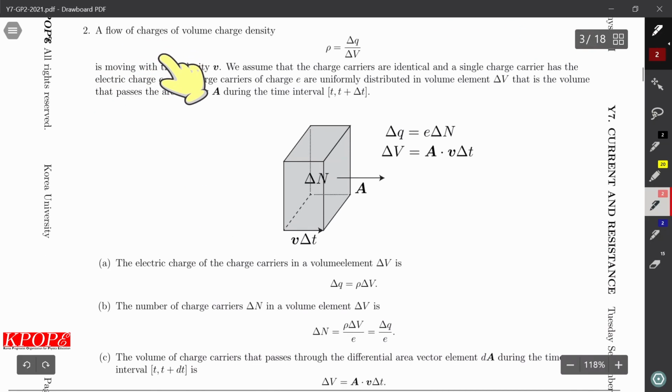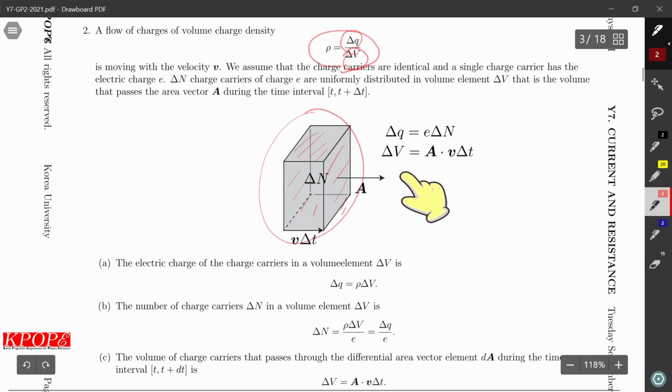Consider a flow of charges with a volume charge density. Volume charge density means charge per unit volume. It is moving with the velocity v. Okay. There is a uniform charge distributed over this space, and this charged body has a cross-sectional area A, and it is moving with the velocity v.